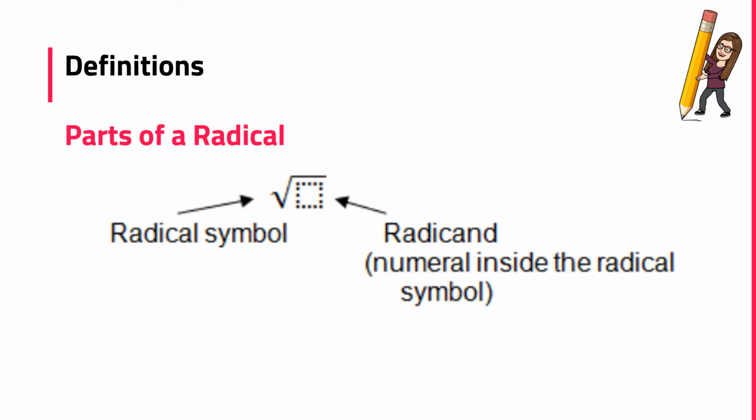Let's talk about the pieces of a radical. So the little check mark symbol is called the radical symbol. Whatever's underneath it is called the radicand. That's going to probably be a new word for you. The radicand can be a letter, a number, an expression. It could be a lot of different things. We're going to stick with just integers.